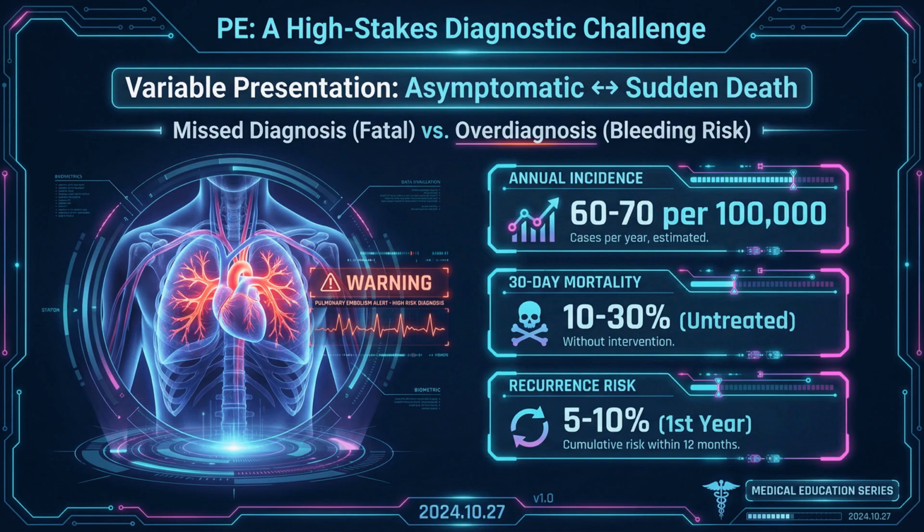Epidemiologically, PE affects about 60 to 70 individuals per 100,000 each year. If untreated, the 30-day mortality rate is alarmingly high, ranging from 10 to 30%, underscoring the urgency of timely intervention. Even after initial treatment, the risk of recurrence is significant, about 5 to 10% within the first year. This highlights the need for ongoing vigilance in managing these patients. In summary, pulmonary embolism demands a high index of suspicion and careful diagnostic strategy, given its potential lethality and the risks associated with treatment. As we proceed, keep in mind the critical importance of balancing timely diagnosis with thoughtful management.